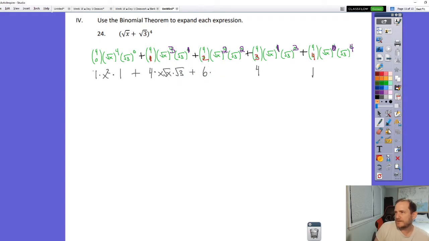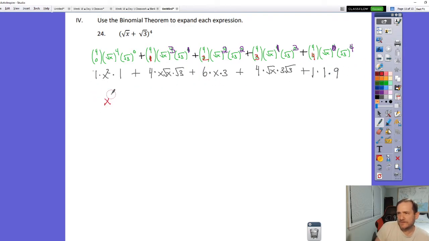This is a 6, a normal x, and a normal 3. This is a 4, a root x, and a normal 3, and a root 3. 3 root 3. This is a 1, a root, nope, not a root x. This is root x to the 0, so that's a 1. And this is a 9. So there's everything. Now just clean it up.